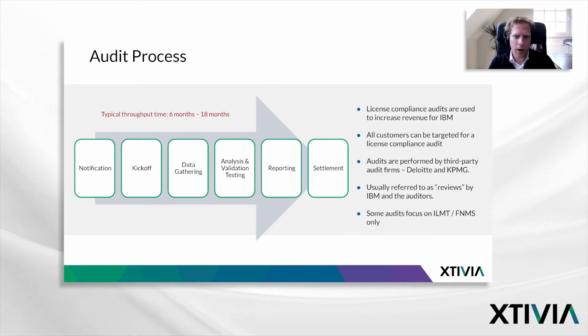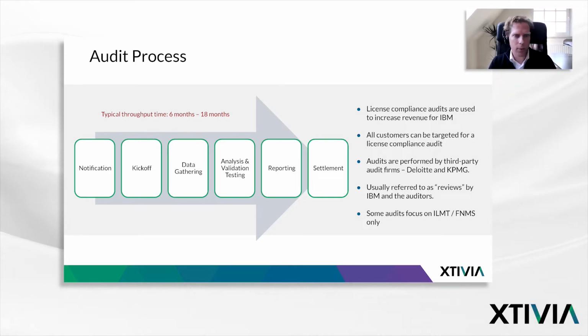So at a high level, the audit starts when you receive a notification letter from IBM. There can be different forms. There can be a formal letter. Sometimes it's an email. But this communication will come from IBM, and they'll announce an audit, which they call a review. And it's almost always performed by KPMG or Deloitte, those are the standard parties IBM works with. And they'll ask for a kickoff meeting.